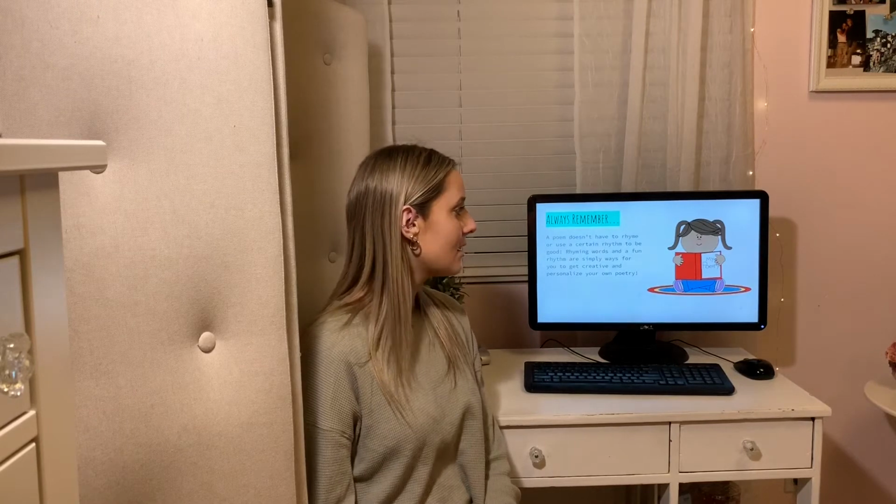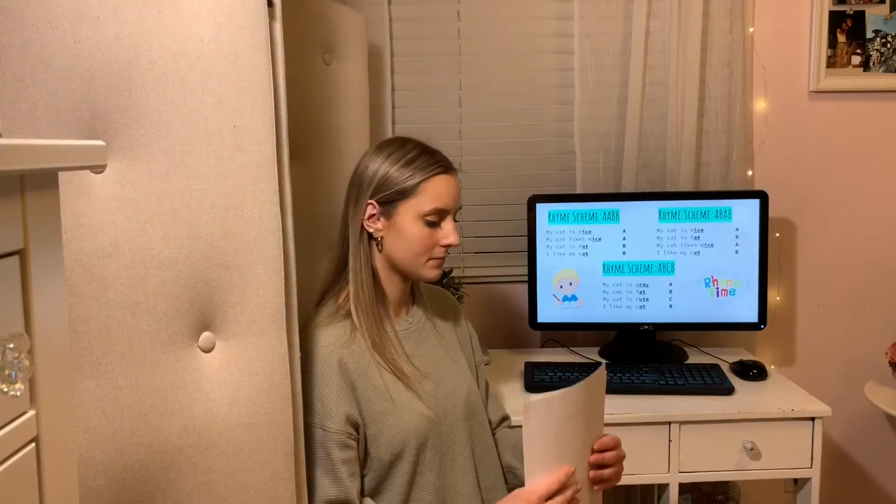So today we're going to be learning about rhyming and rhythm in poetry, just to introduce poetry as a whole and dip our toes into our poetry unit. But there is poetry that doesn't rhyme, and it's still just as good as poetry that does rhyme. So please remember that a poem does not have to rhyme.